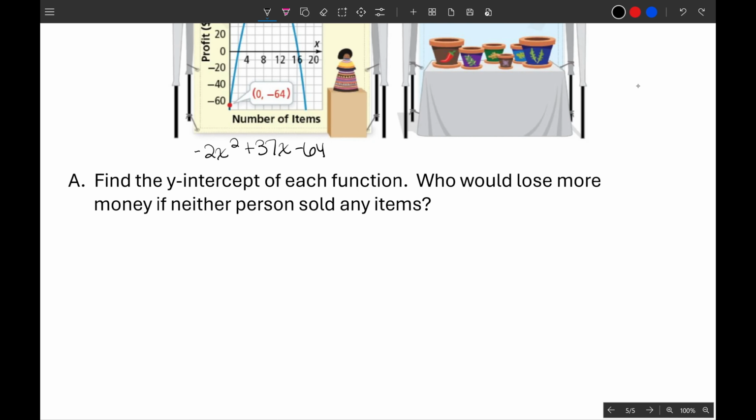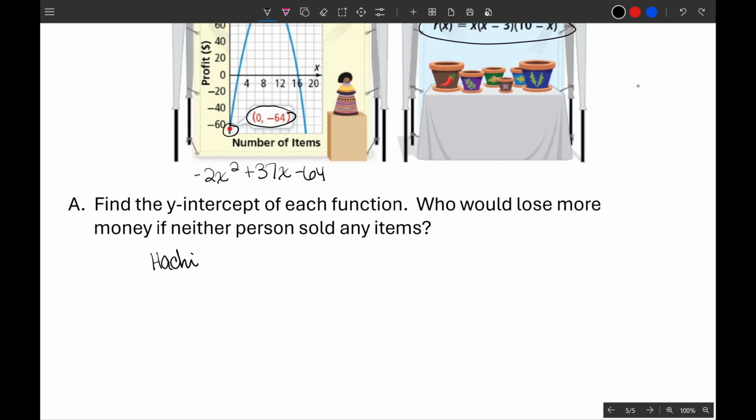Let's do Hatchie first. So if I want to find the y-intercept, I'm going to plug 0 in for x. Now, they did that right here. They showed you that this intercept is (0, negative 64). But you can get that by plugging 0 in for x, and you get negative 64. That means I'm going to lose $64 if I don't sell any dolls. So obviously there's some kind of startup cost there to make the dolls. Okay, I've already purchased materials or something like that.